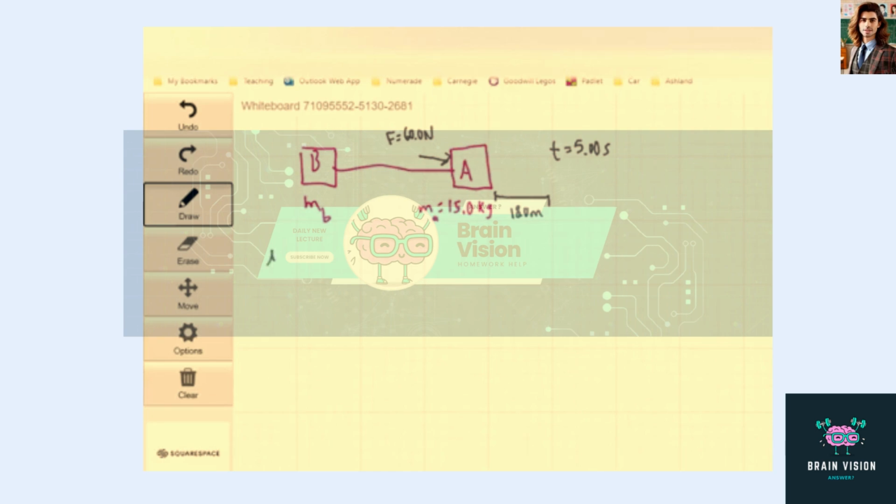Well, I'm going to answer part B first. Force, the net force, is the mass times the acceleration. But it's moving both blocks because they're connected together in a rope. So it's moving both of the masses with an acceleration.